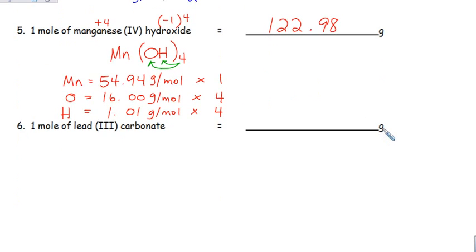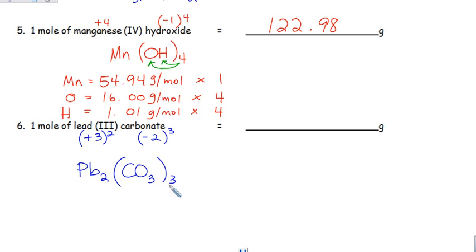And finally, what if we had a mole of lead-3 carbonate? Lead is +3. Carbonate is a polyatomic group, -2. So to make that neutral, we probably need 2 lead and 3 groups of carbonate. +6 -6. Electrons are totally transferred. So my formula would be lead 2. Carbonate is CO3, and I need 3 groups. So I must use parentheses.